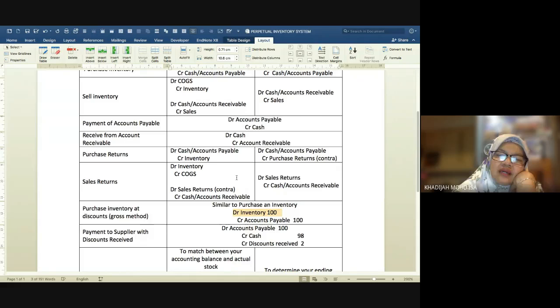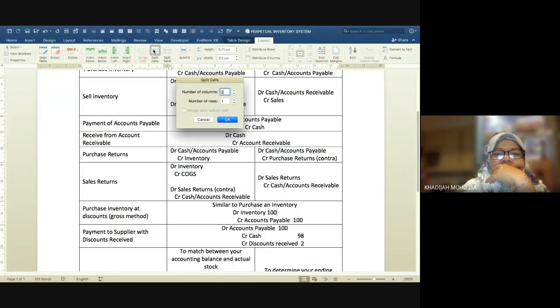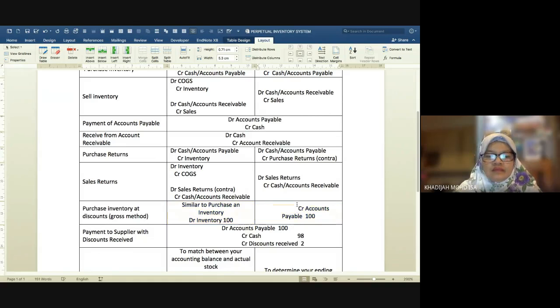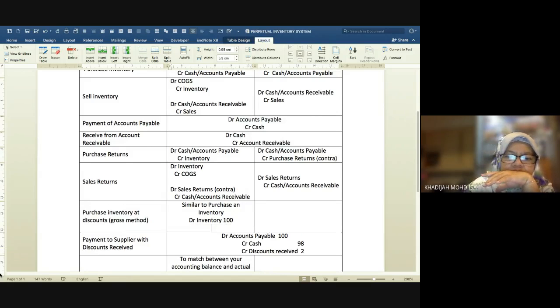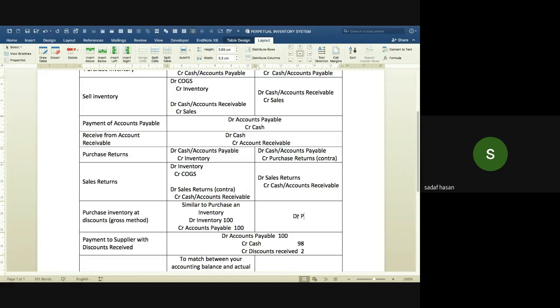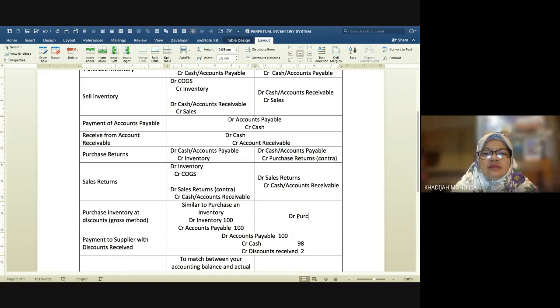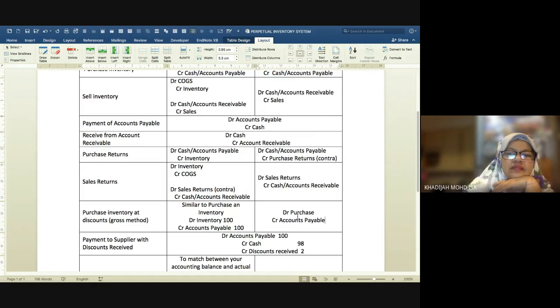Oh yeah. Thank you for that. Okay, hold on, I have to split the cell. So similar to purchase, debit inventory, credit your accounts payable. But here, when you have purchase, debit purchases, and then credit your accounts payable. Okay. Thank you.